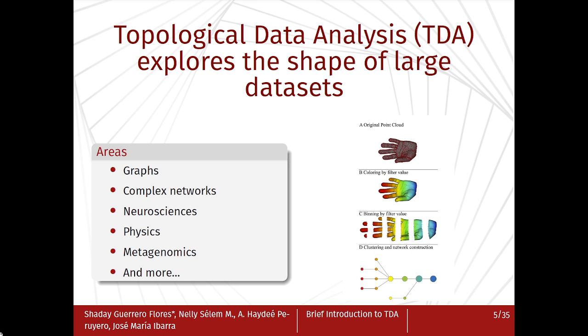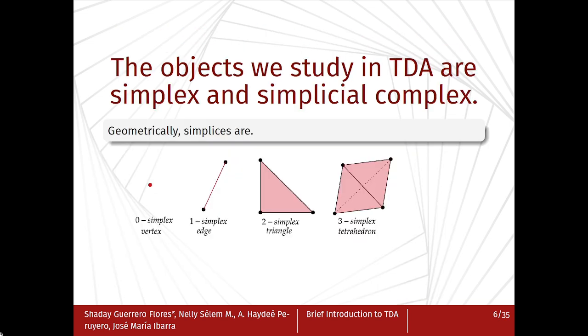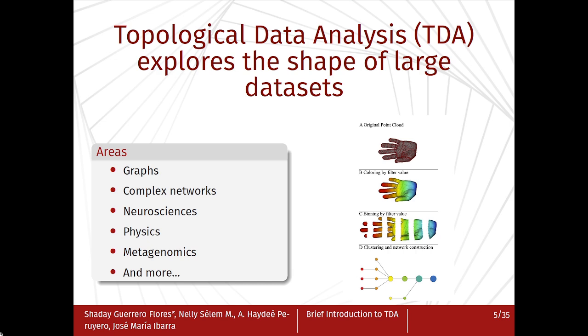So, what is TDA, or topological data analysis? It is a technique of algebraic topology that consists of studying the structure of data sets. There are many applications in many areas, such as graphs, complex networks, neuroscience, physics, metagenomics, and now genomics. In this figure, we can see the Mapper algorithm. We can transform a data set to a graph, a simple graph.